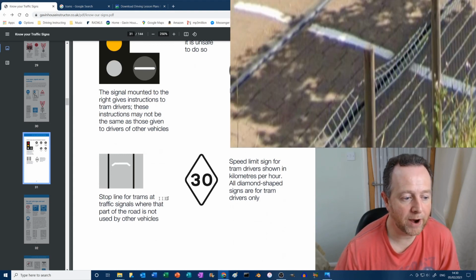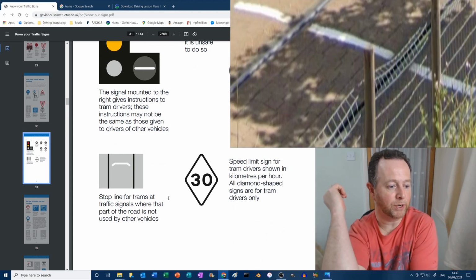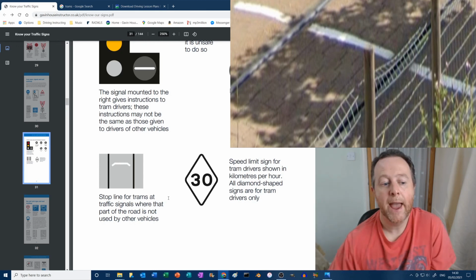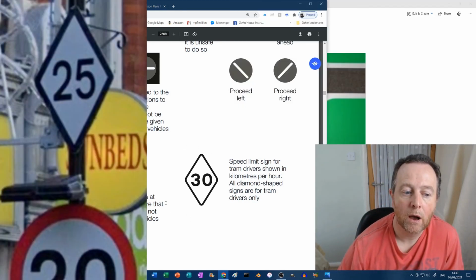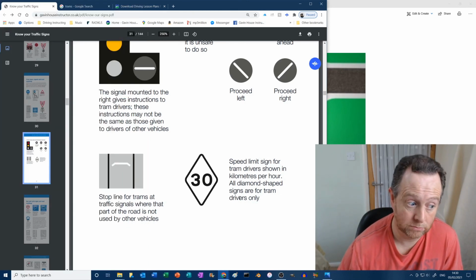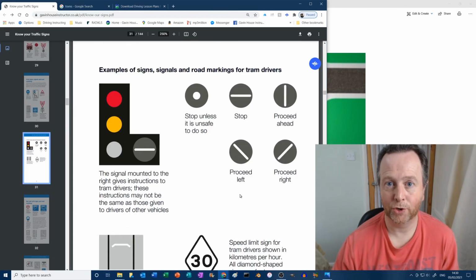Then you've got a stop line for trams at traffic signals where that part of the road is not used by other vehicles. Fine. And diamonds are the speed limits for trams in kilometres per hour. So now you know trams.